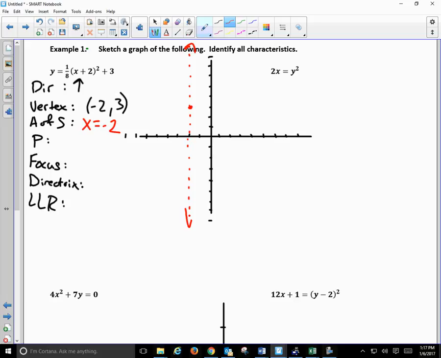Now I identify the p-value. In order to identify p, I say a is equal to 1 over 4p, or 1/8 is equal to 1 over 4p. Can you just look at this and identify what p is? Yeah, p is 2. So if p is 2, what that means is I move 2 units for the focus and the directrix. I move 2 units. It's positive, so I move 2 units up. 1, 2. That's my focus point.